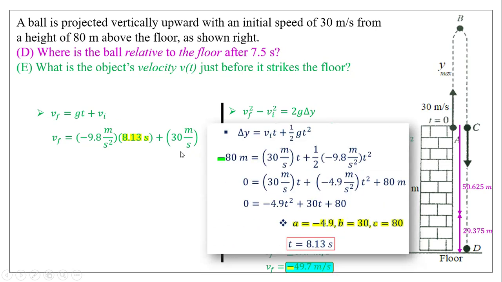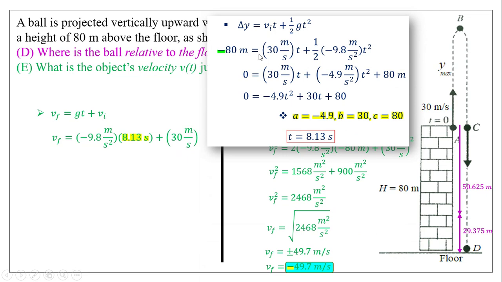So I took a screenshot of my work here if you didn't watch the first video. Using your displacement function, you can find how much time it took to hit the ground. So I did all this, and once I got to here, I plugged it into a quadratic solver on the internet and I got a time of 8.13.